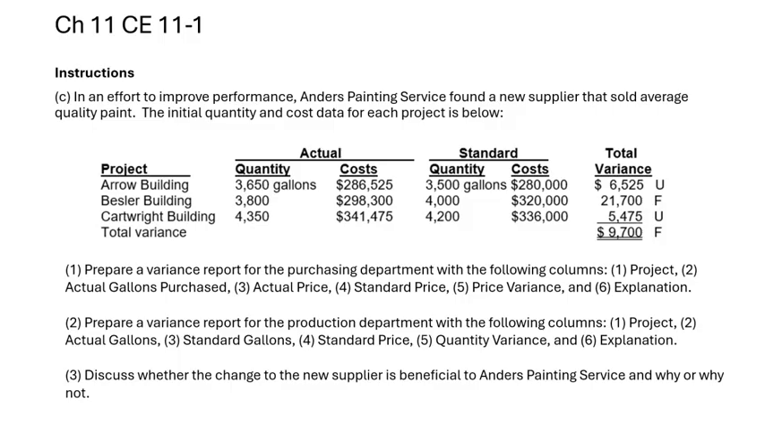And then the standard quantities and the cost, again, you divide that and you'll get the standard price per gallon or cost per gallon. And we see that we're $9,700 favorable in total for the total variance. Again, we're going to prepare the two reports, the price variance and the quantity variance, and then discuss whether the change to the new supplier is beneficial.